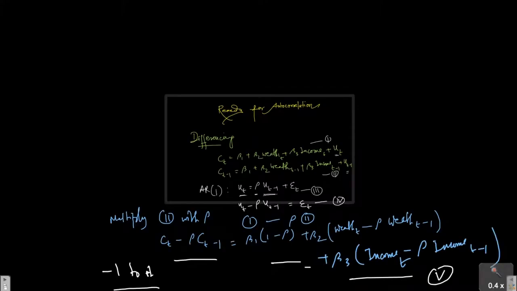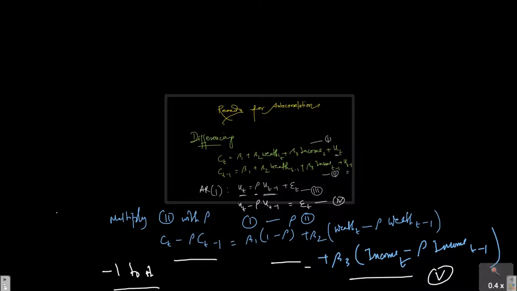So this is equation 5. You need to do a lot of trial and error to identify the right rho, but this is a doable process. There's a little bit of hard work you need to do. The other way is to run a regression between u_t and u_t minus 1 and identify the value of rho.